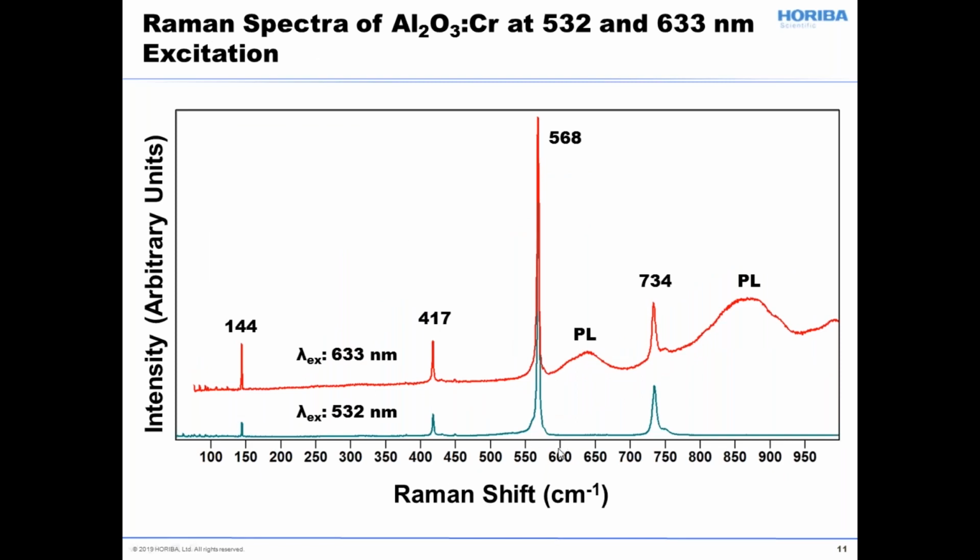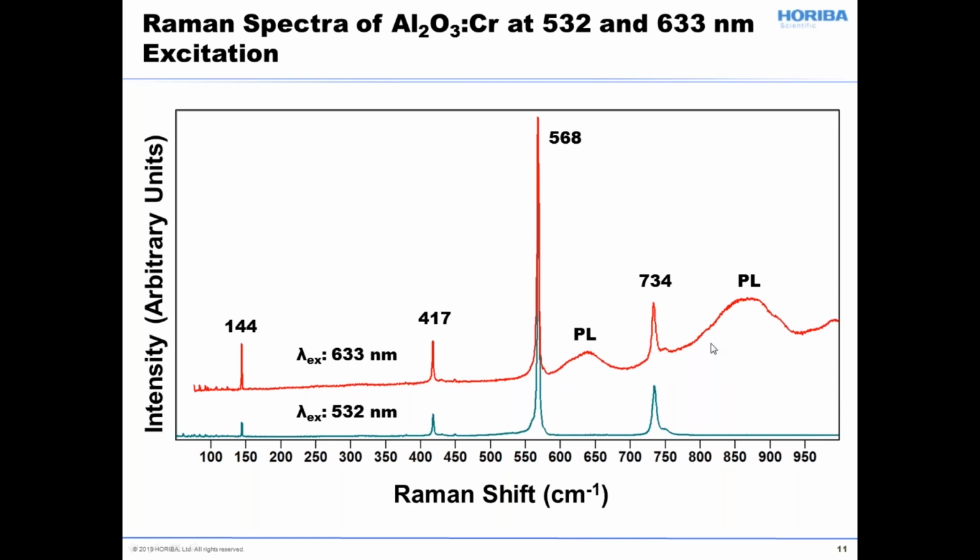Here we see Raman spectra, I'll call them that because we're plotting them on a Raman shift scale here, of corundum, aluminum oxide, that has chromium in it as either a dopant or an impurity. And chromium is generally found in aluminum oxide, and it's very often found in the 3+ oxidation state. Now, we see the Raman bands, we can identify them because on a Raman shift scale, these bands at 144, 417, 568, 734 appear at the same Raman shifts, irrespective of what excitation wavelength I use.